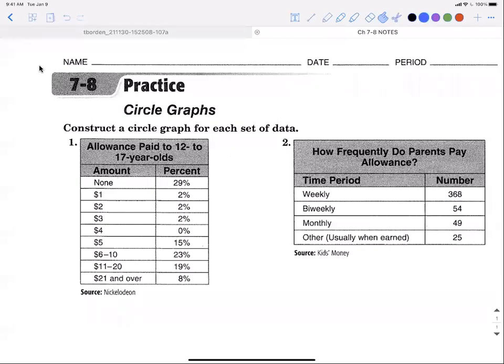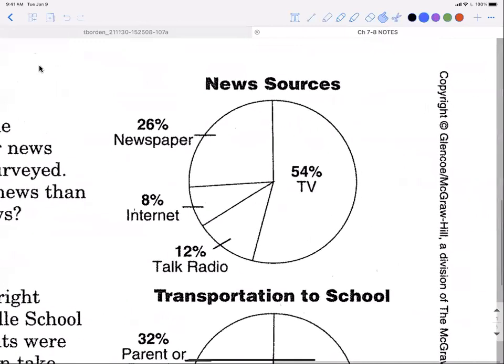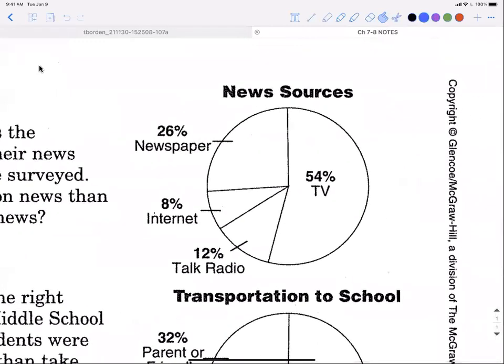answer some questions about them. Okay, so first things first, let's talk very briefly about what a circle graph is. I'm just going to use the example in your notes to talk about parts of a circle graph and what we're looking at. So obviously it's a circle. Sometimes it's also referred to as a pie graph. And it should all add up to 100%, right? If you think of 100% of the pie, 54% in this particular one is TV, 26% is newspaper, 8 is internet, and 12 is talk radio.